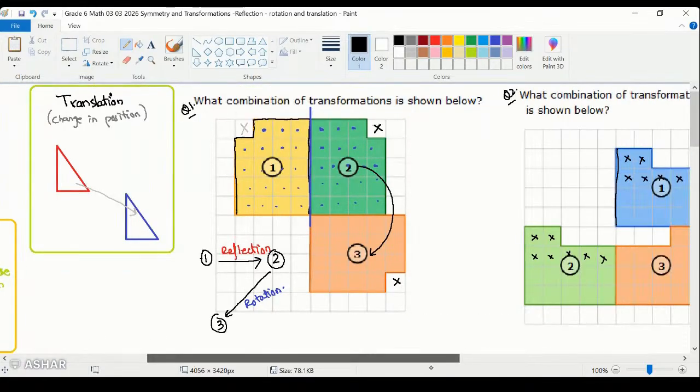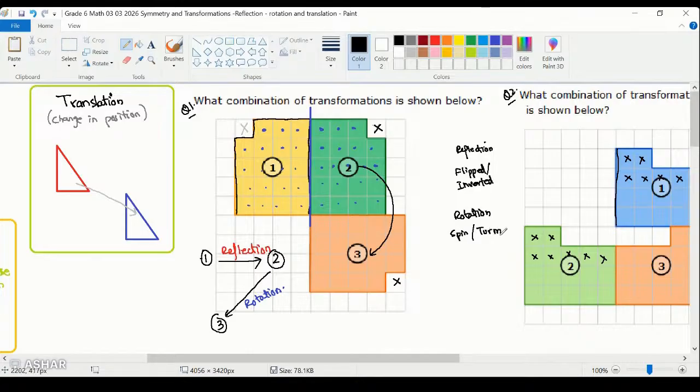Flip, reflection, will be flipped, right? Or inverted image. Flipped or inverted. Rotation would mean it's spin or turn, right? And translation would be moved, change in position. Okay, keeping these in mind.